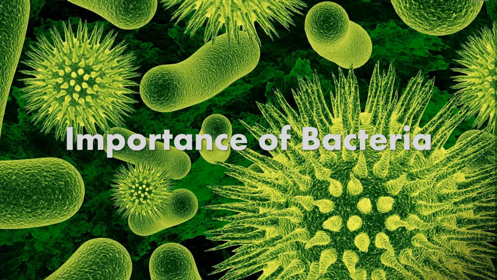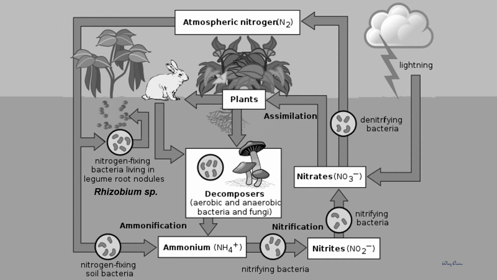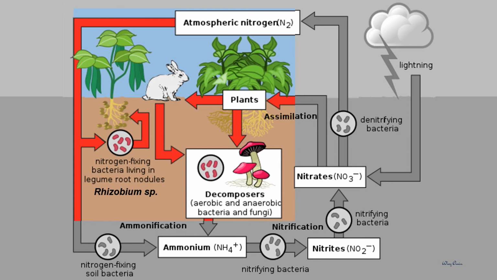We just focus on a few importance of bacteria to the environment and other living things. Bacteria are actively involved in the recycling of chemical elements in an ecosystem, for example, the nitrogen cycle. So let's say the example of Rhizobium species, the bacteria that are able to fix the nitrogen from the atmosphere into the biological components such as the legume plants.